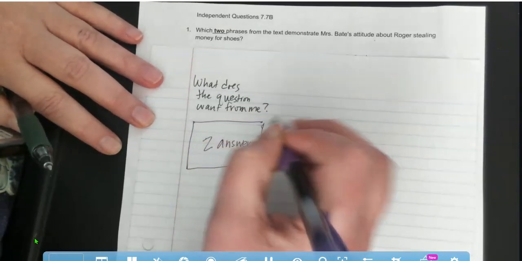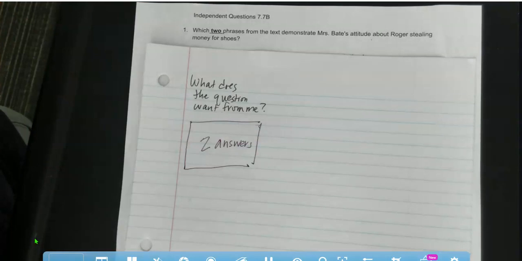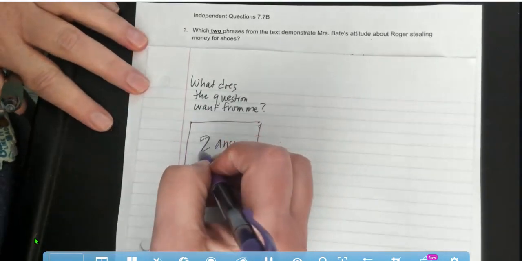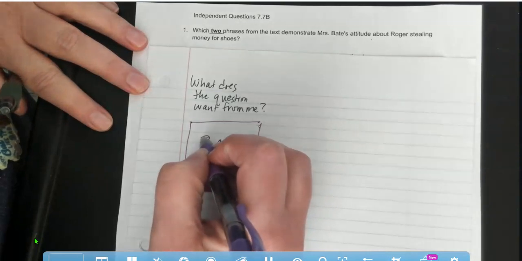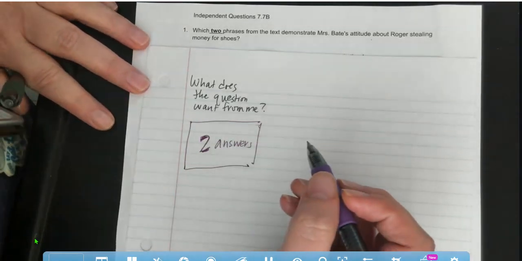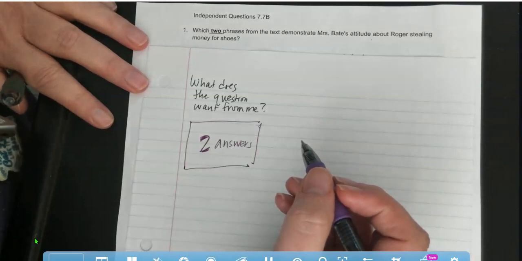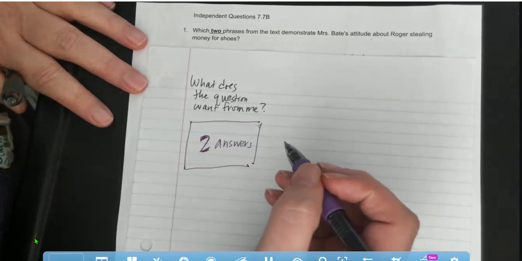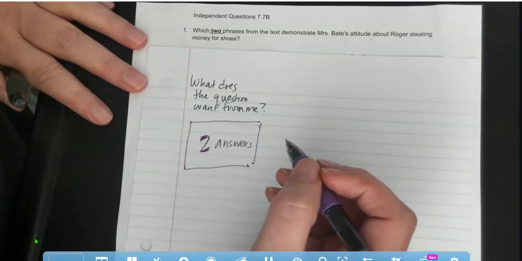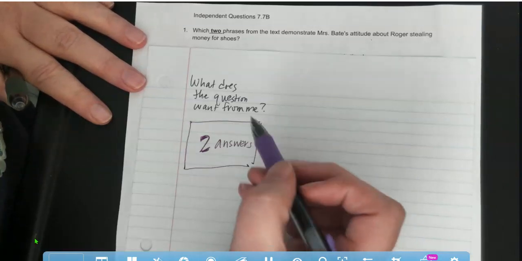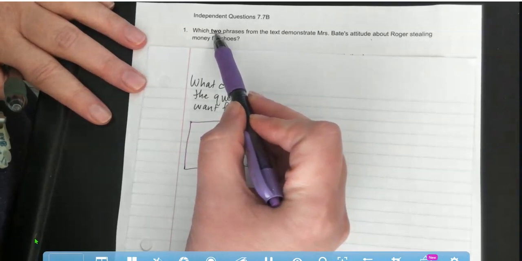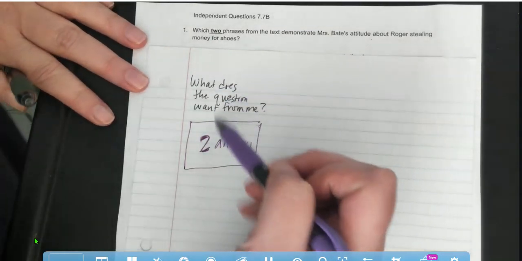This is very important. Last year on the STAR test, it was the first year where we had new question types, and one of the question types is called a multi-select. That means it's going to ask you for 2 or more correct answers, and you have to choose both of them or all of them in order to get credit. So it's very important to make sure that you're paying attention to the question. What do they want from you? What are you going to give them? You're going to give them 2 answers.